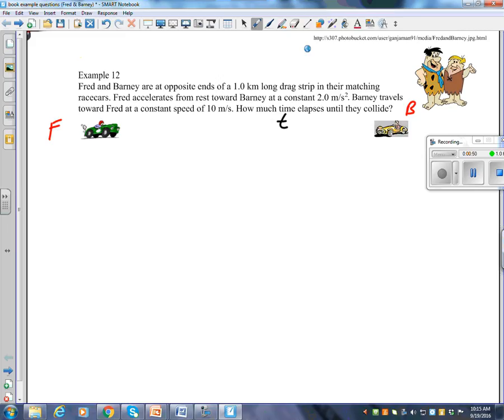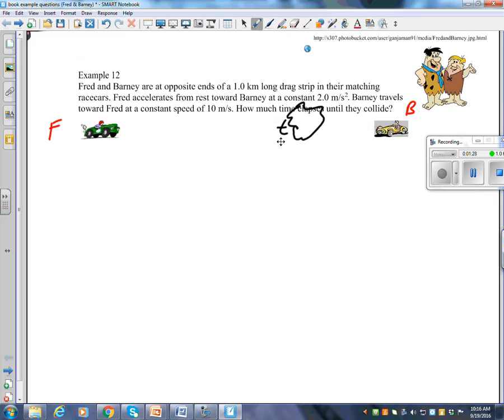Now, they're going to collide somewhere there in the middle, right? Is it going to be right in the middle at 500 meters? No. How come? Well, it might be, I guess, but it doesn't seem likely. This guy is accelerating, so he's going 2 meters per second, 4, 6, 8, faster and faster, and Barney's just sort of cruising along. So it's likely going to be somewhere over here, right at the 2/3 mark.